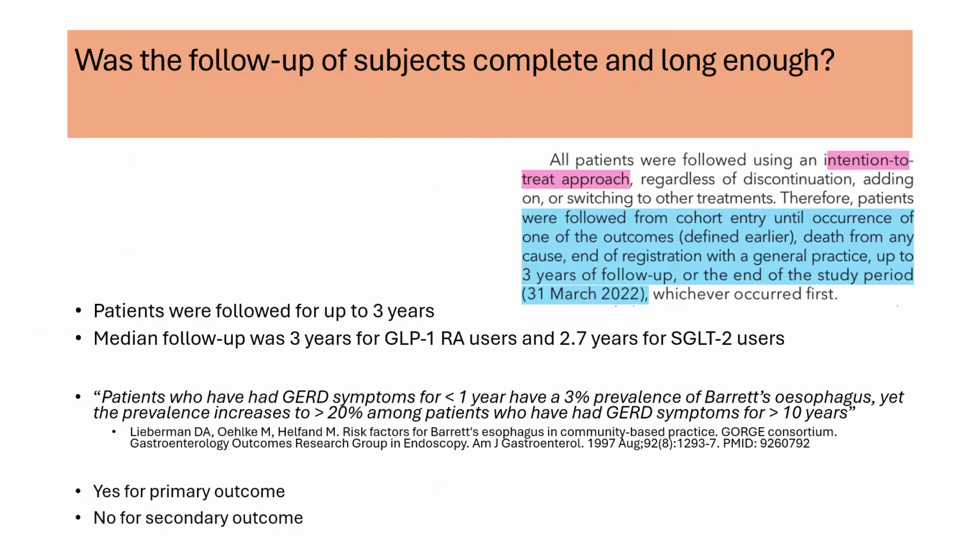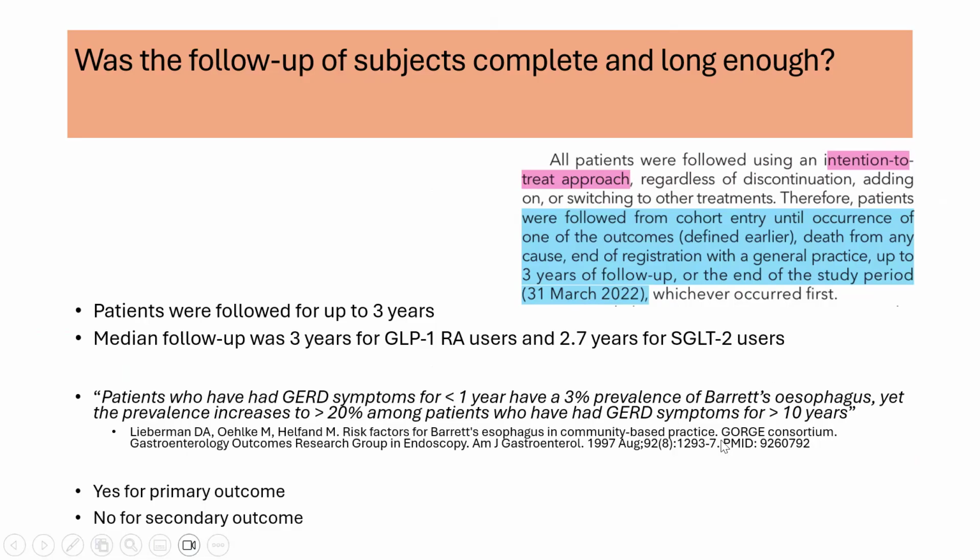So the next question is, was the follow-up of subjects complete and long enough? They have mentioned that they would stop following a patient if the outcome occurred, or death from any cause, end of registration with a general practice, up to 3 years of follow-up, or the end of the study period, which was 31st March 2022, whichever occurred first. Overall, the median follow-up was 3 years for GLP-1 receptor agonists and only 2.7 years for SGLT2 users.